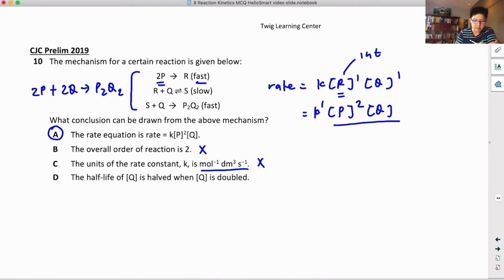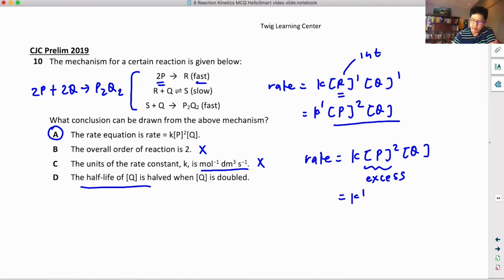Okay, how about D? The half-life of Q is half when Q is double. When they say the half-life of Q, if you look at it carefully, maybe I'll write the whole thing again. To have a half-life of Q, it must be a pseudo first order reaction, and that only happens when P is in excess. So I'm going to write it as rate = K' Q. What's K'? K' equals K P squared.